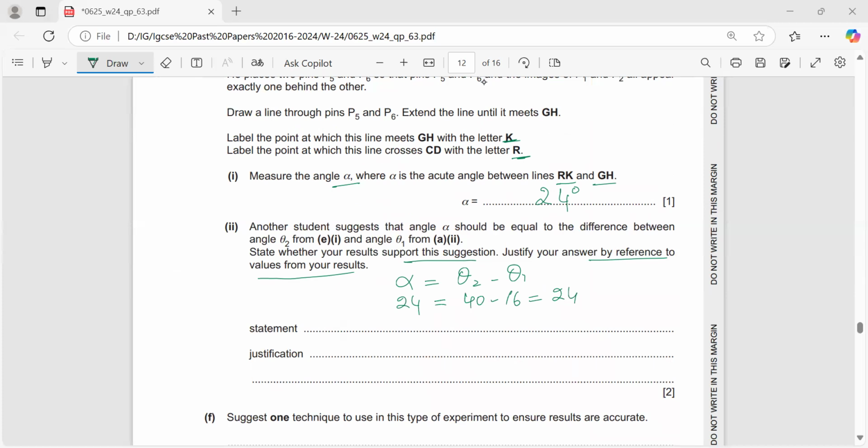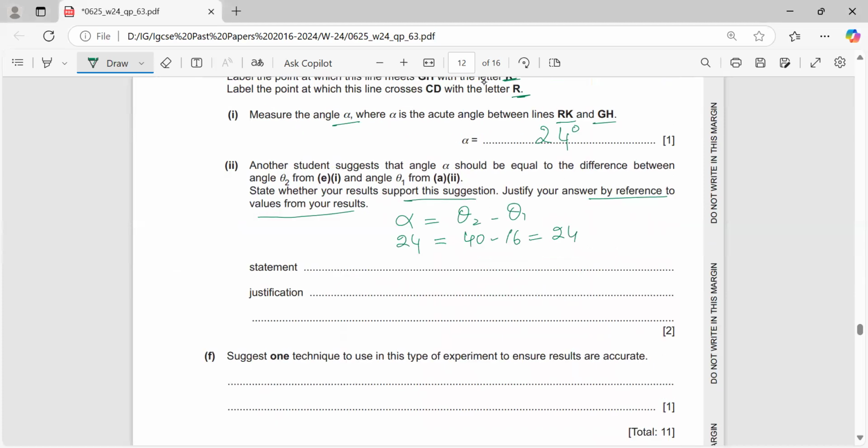Okay, now statement: yes, because they are equal. And for justification, don't say anything else, just say they are equal. If they are not equal, then we will try to calculate their percentage uncertainty. And if it is less than 10%, we will say yes, and the justification will be within the limit of experimental accuracy.